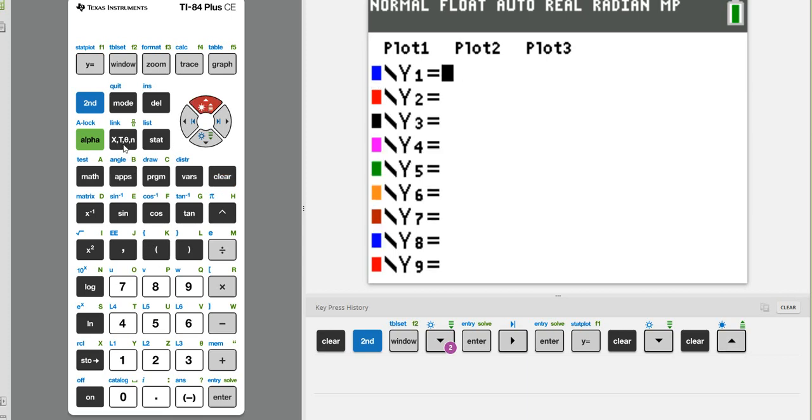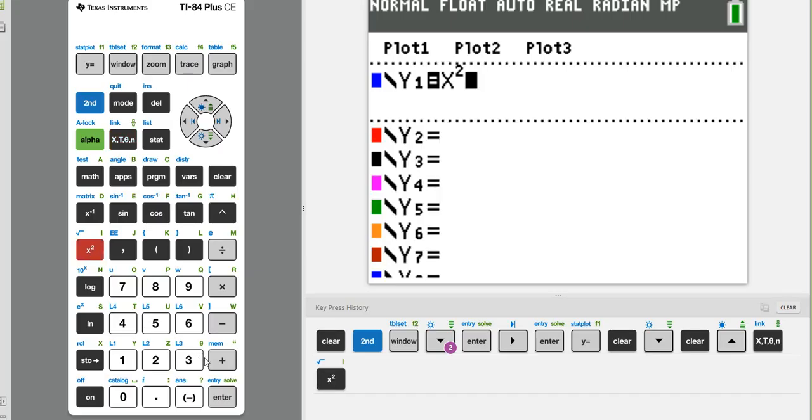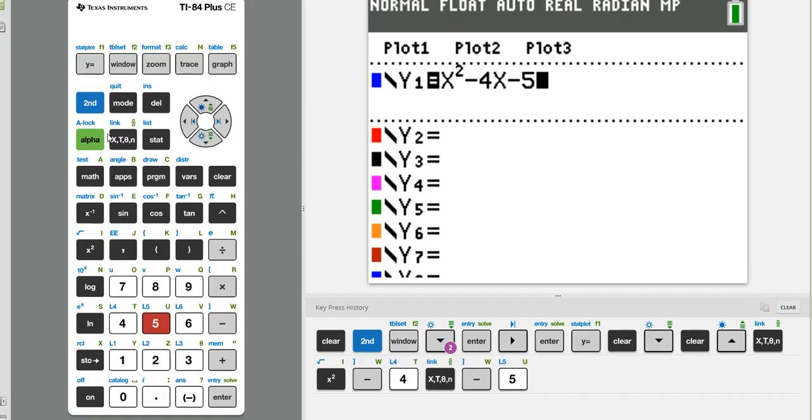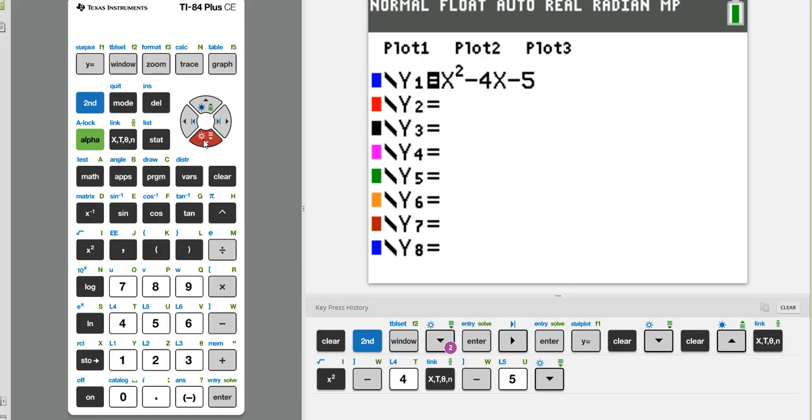Let's type in our equation, which is x squared minus 4x minus 5. And that x key is right next to the alpha key. It says xt, theta, and n. If you want to know what the rest of those things do, take my trig class. All right, so does everyone got that equation in their equation editor?